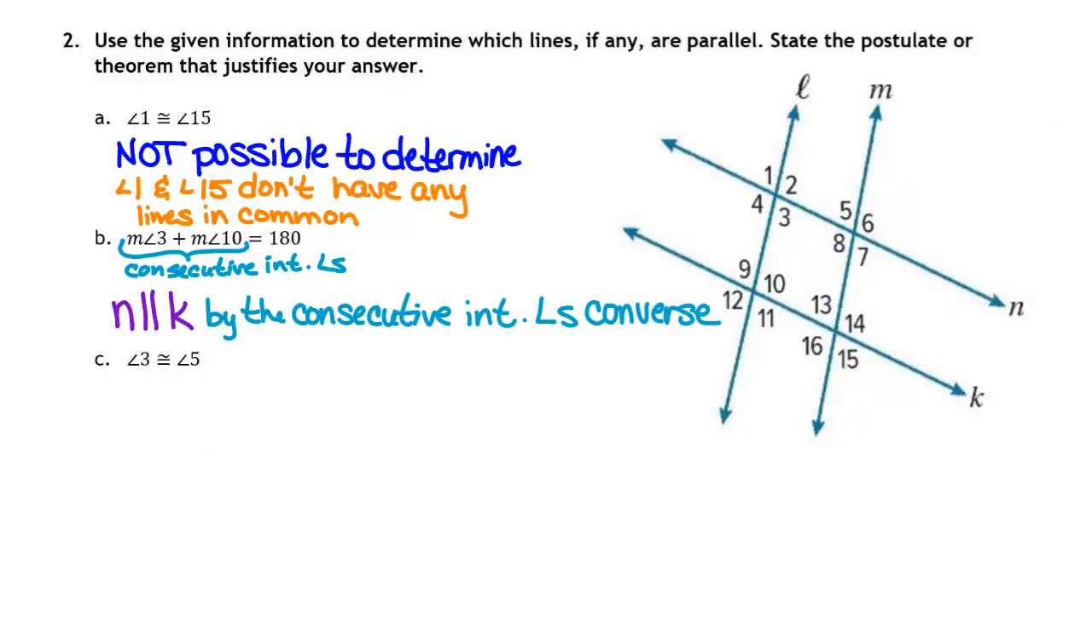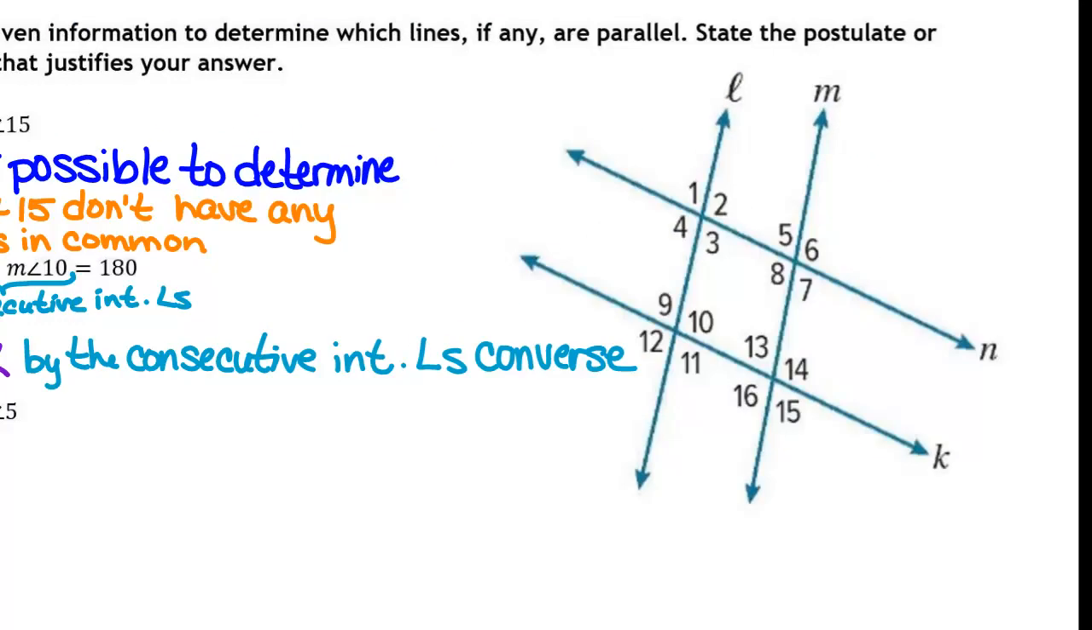One more on this question. Angle 3 is congruent to angle 5. Here's angle 3. Here's angle 5. What line do they both touch? And what line do neither one touch? Neither one touches K, so we're going to totally ignore K for right now.